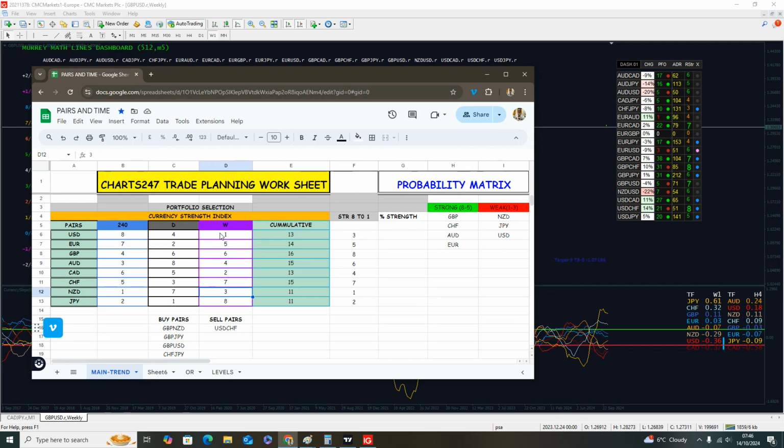Okay, we have a change in the US dollar and the CAD. CAD on the weekly chart has now become the weakest. This is information that is actually valuable for us. Let me just take a note of that.